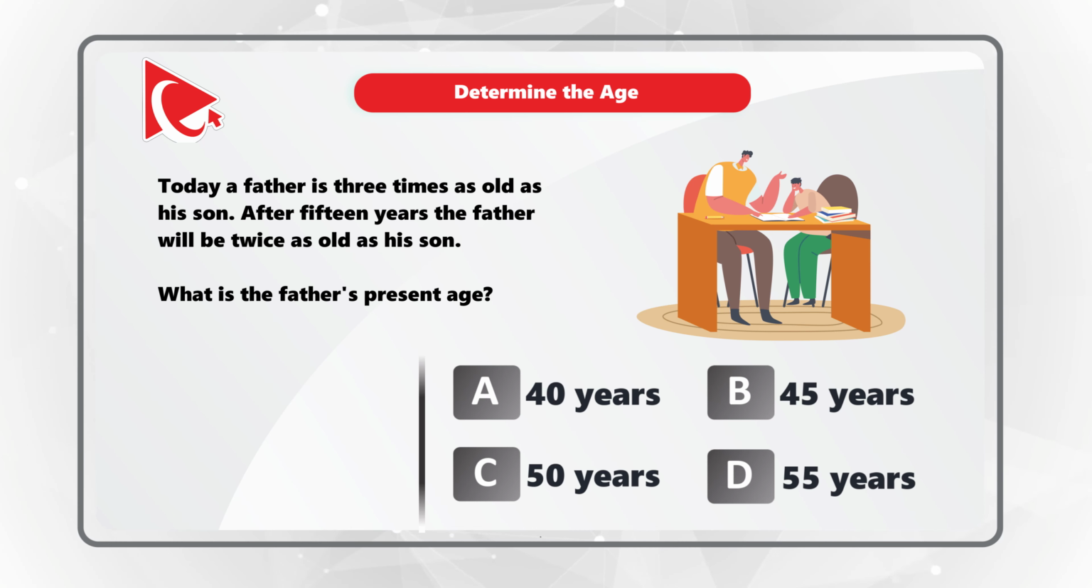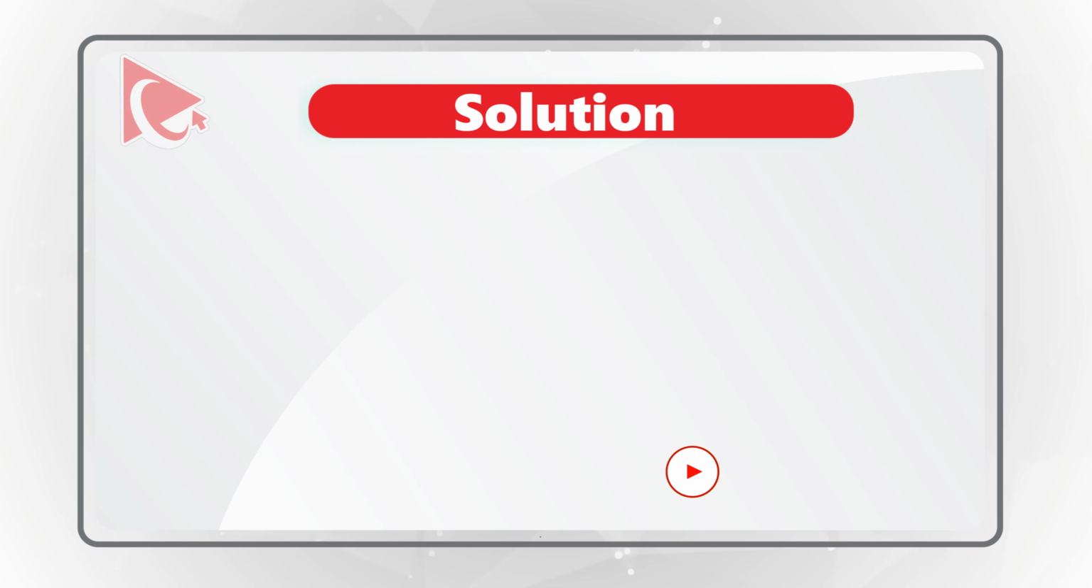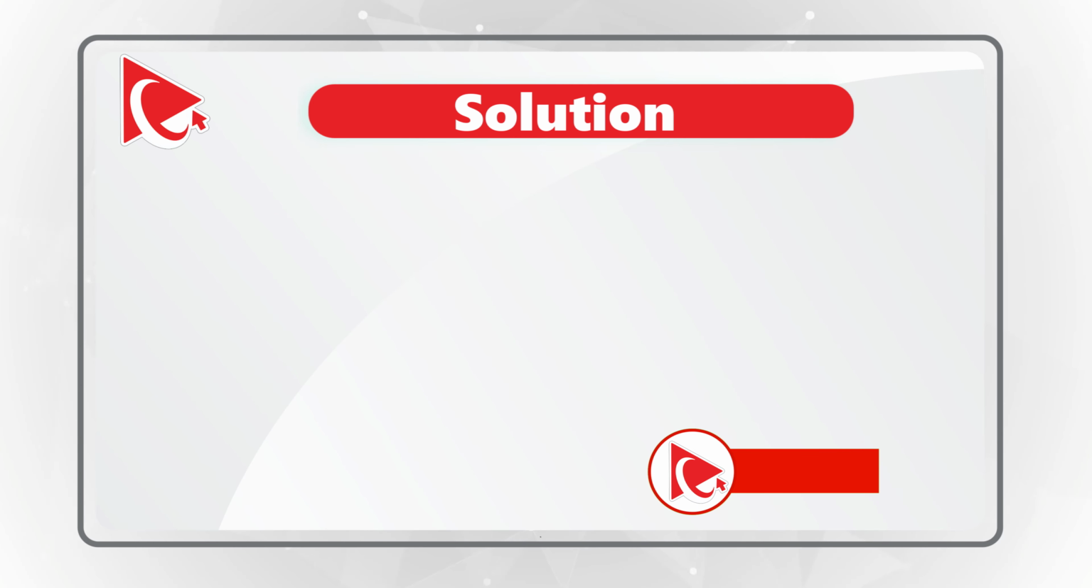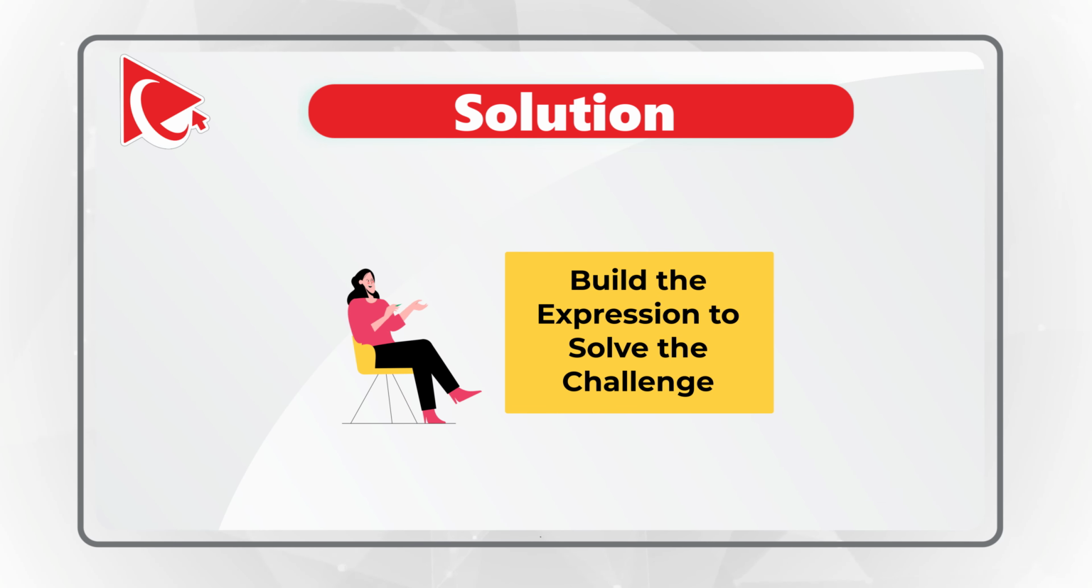Do you see the answer? Give yourself a little bit of time to see if you can come up with the solution. One of the ways to solve this problem is to take the number from the solution and see if it will work in the math. But instead of doing that, we're going to build the expression and calculate the father's present age.